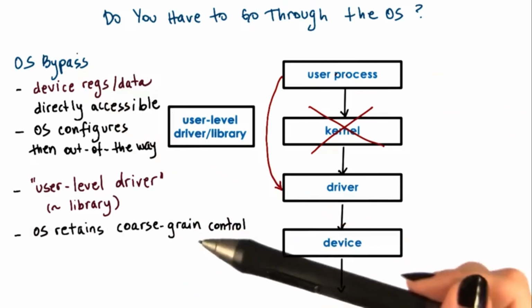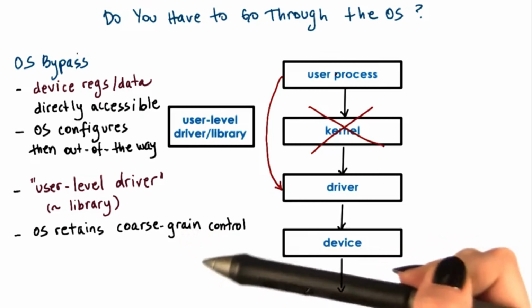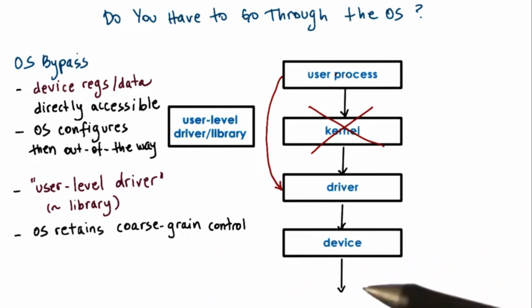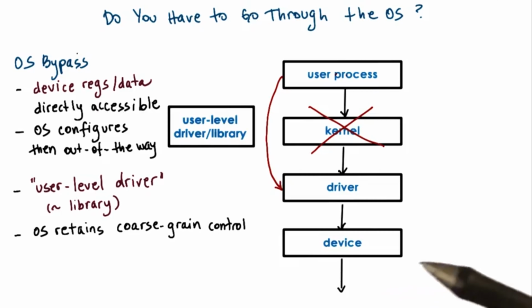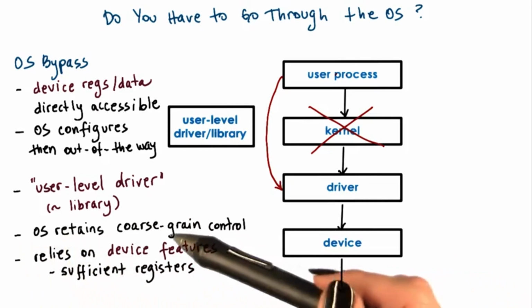When bypassing the operating system, it has to make sure that it still has some kind of coarse-grained control. Like, for instance, enabling or disabling a device, adding permissions to add more processes to use the device, etc. This means that the operating system relies on some type of device features.